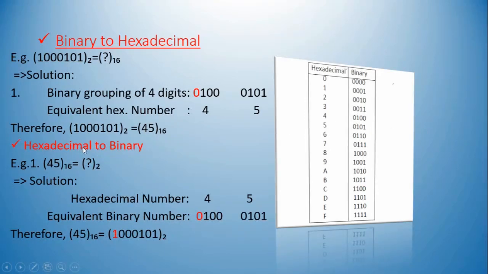Similarly, now let's see the conversion of hexadecimal number to binary. So here is the given hexadecimal number 45 to the base 16, and it is to be converted into binary number. So the hexadecimal number we write first, 45, then we can write the equivalent binary numbers from the table. So here the value of 4 is 0100 and the value of 5 is 0101. And similarly, you can convert other hexadecimal to binary and binary numbers to hexadecimal numbers. Here you have to know this table, it is very much important and you have to learn it.